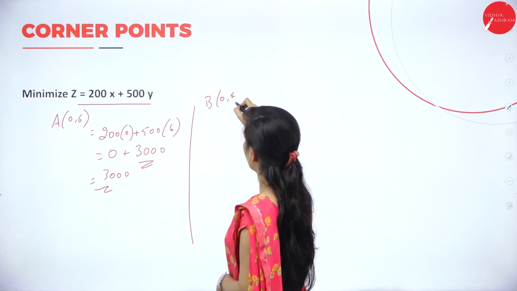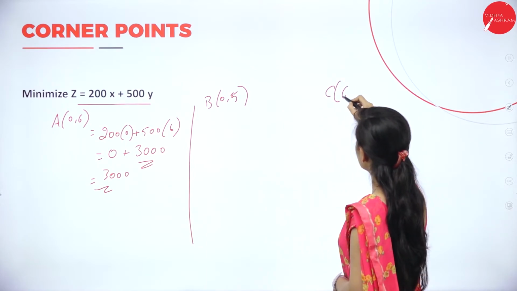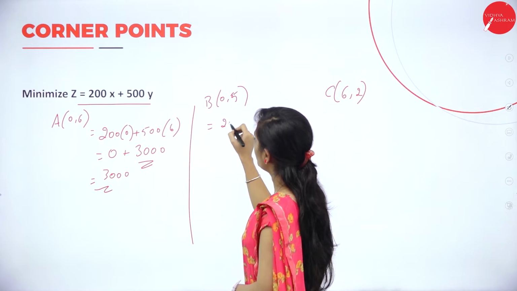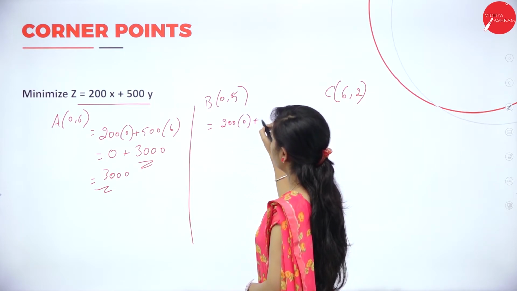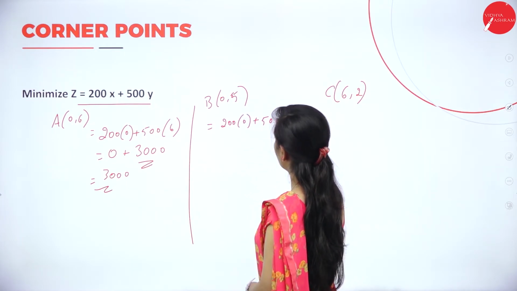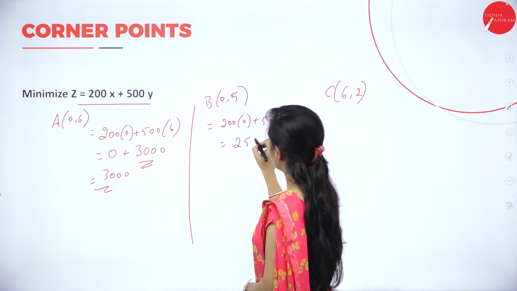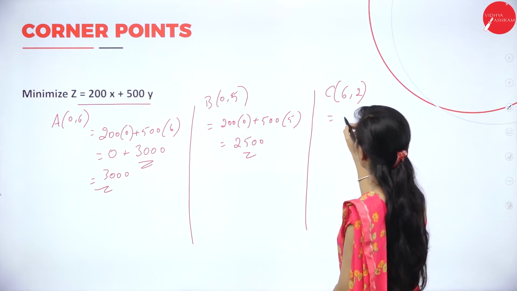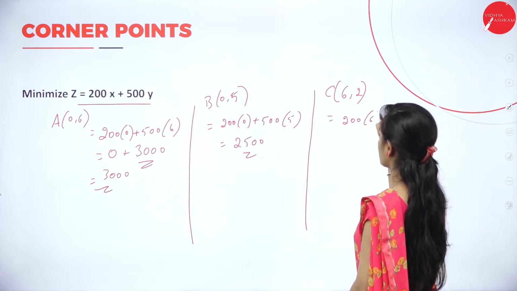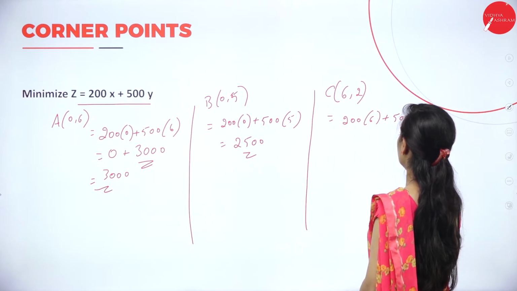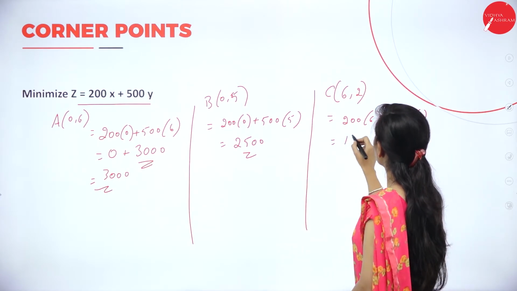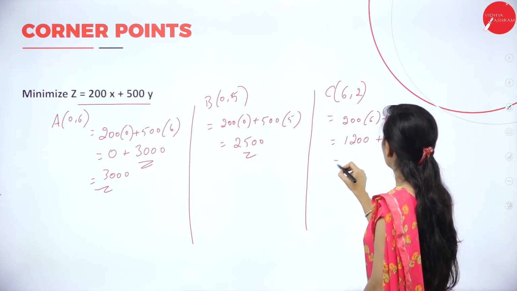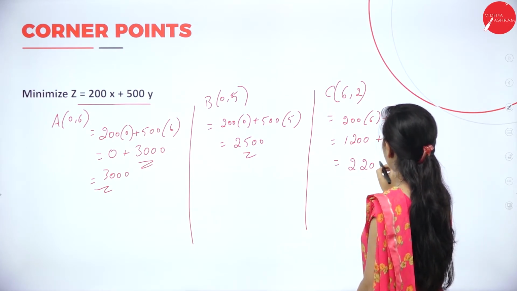And the third corner point is 6, 2. So here substitute the value: 200 into 0 plus 500 into 5, that is 2500. And the third point is 6, 2: 200 into 6 plus 500 into 2, 1200 plus 1000. It is 2200.